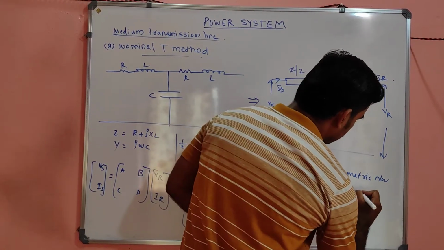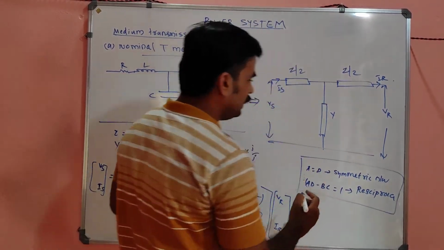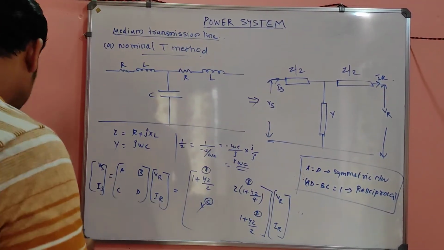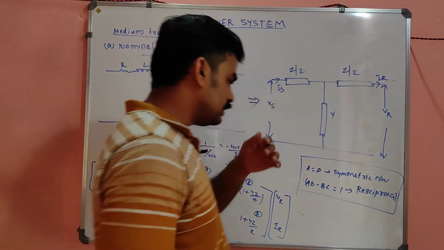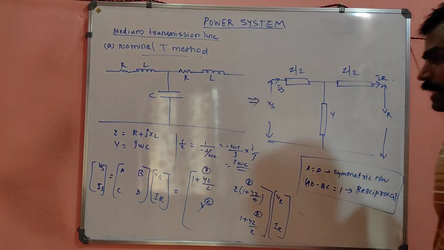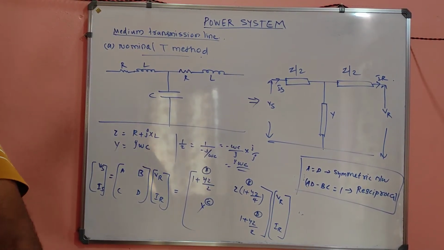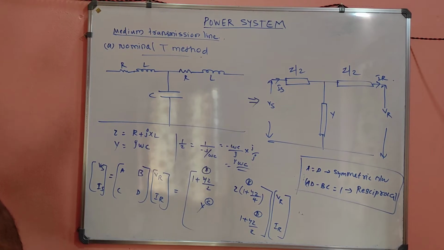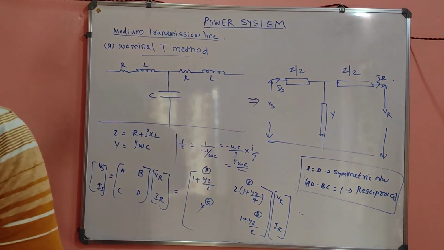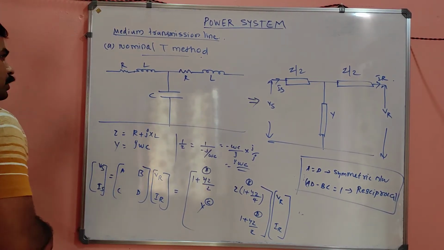So this is called a reciprocal network. So nominal T is a reciprocal as well as a symmetric network. That is the conclusion, my dear. You can check. Is it clear, my dear? That is the nominal T method.